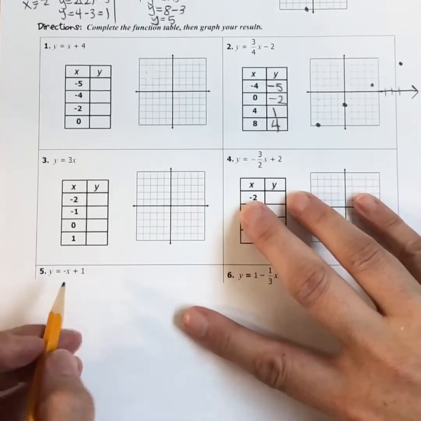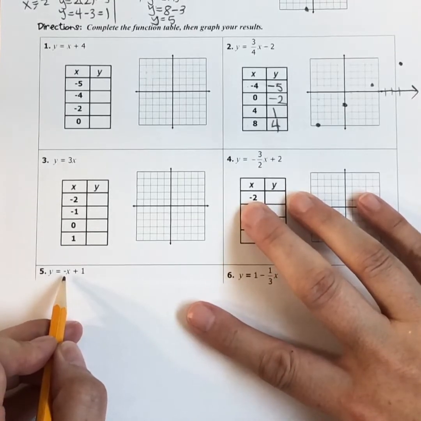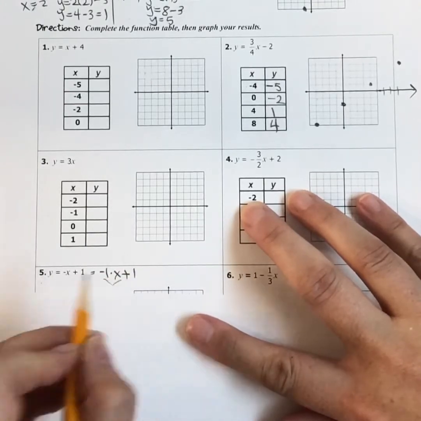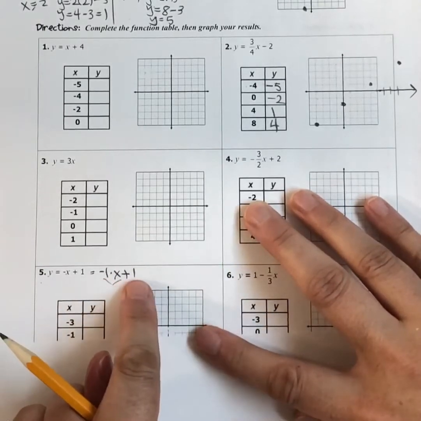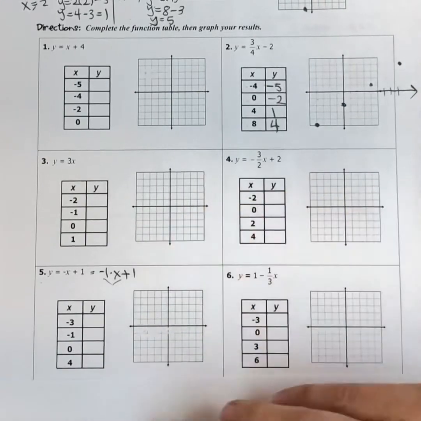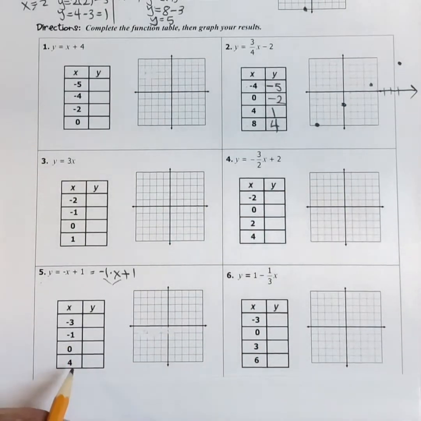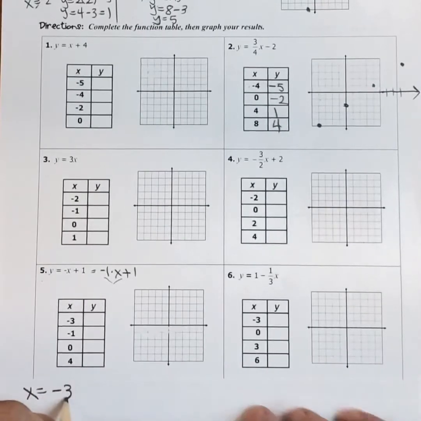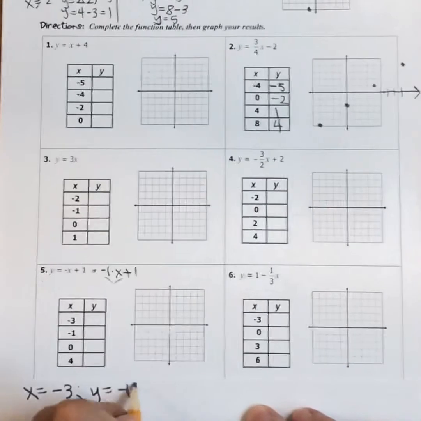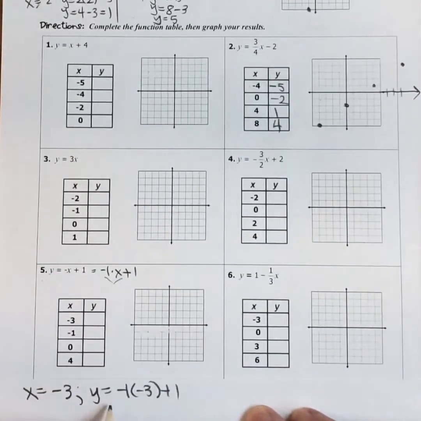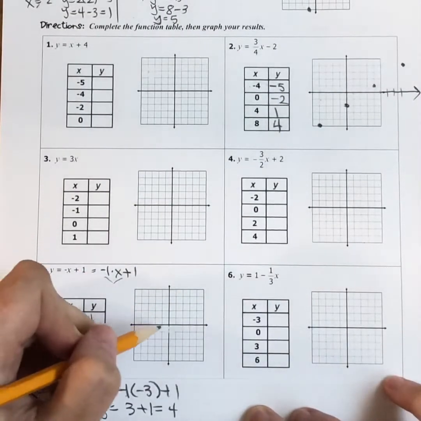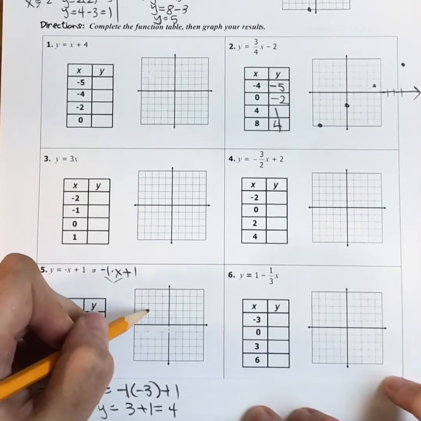Remember when we talked about if there's ever a negative in front of the variable, we know that this means -1 times x plus 1. And you have to multiply by the -1 before you add 1, okay? Now, we're going to plug in these x's. So, first, x equals -3, right? So we get y equals -1 times -3 plus 1. Well, -1 times -3 is +3 plus 1. That's 4. So then I plot my point. I go to -3 and up 4.